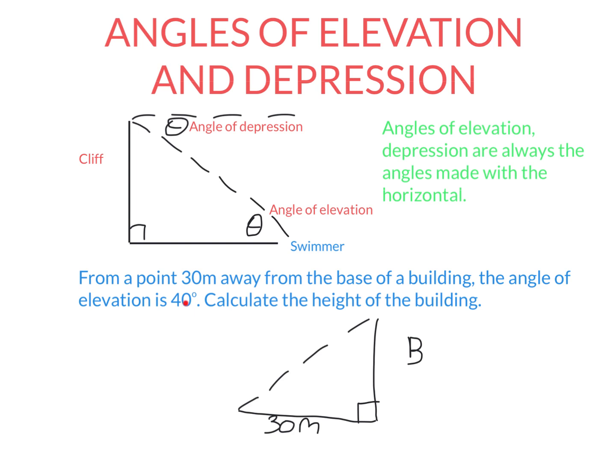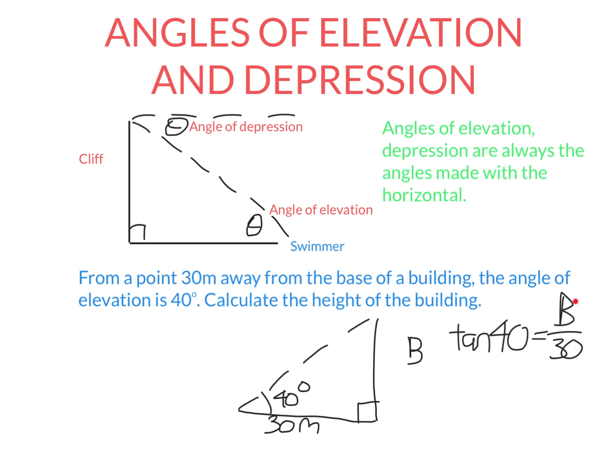So the angle of elevation is always the angle here made with the horizontal. The angle of elevation is the angle looking up, but it's with the horizontal. So it's this angle here that is 40 degrees. So once we've drawn this triangle, the hard work's done because we know how to find sides really easily. So here we have an angle. We're looking to find the opposite side when we have the adjacent. So SOHCAHTOA, we use tan. Tan involves opposite and adjacent. So we have tan of the angle equals the opposite side over the adjacent side.